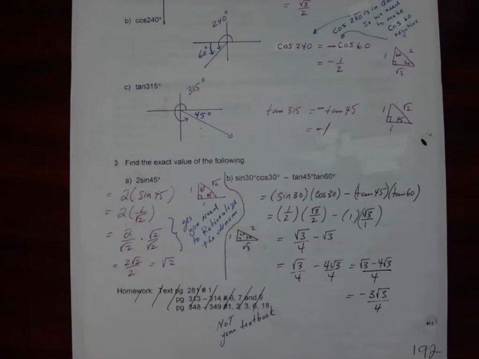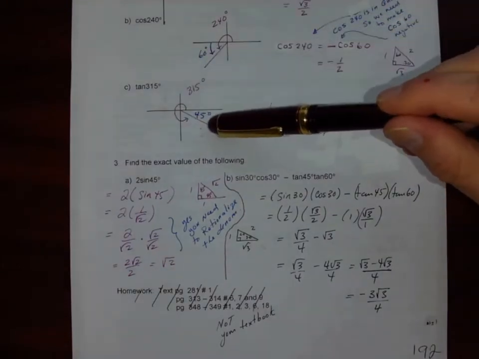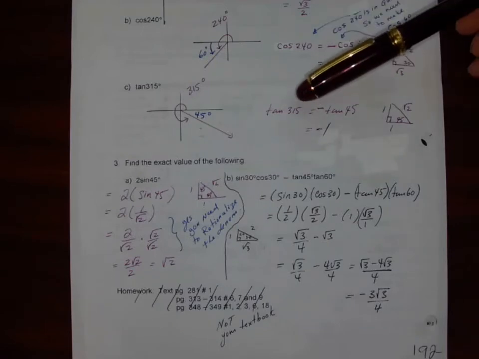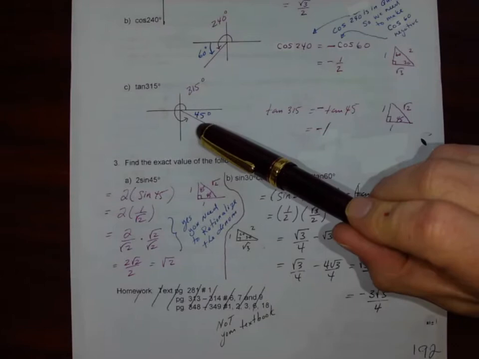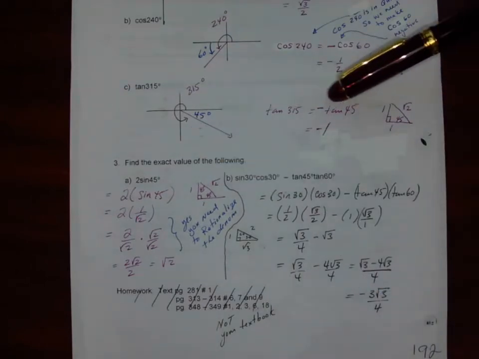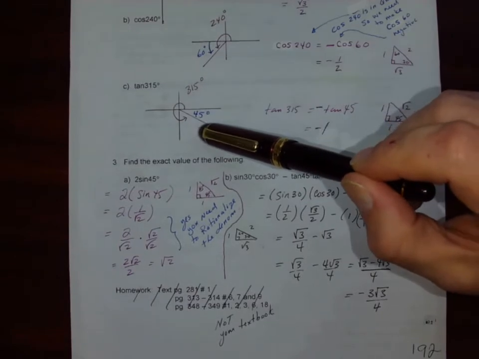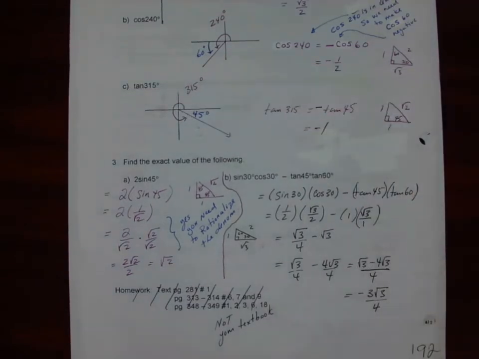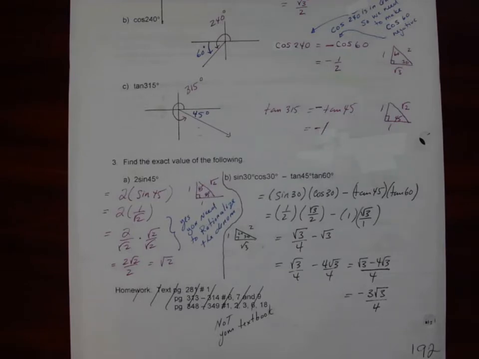Tan of 315, same thing happening. Rotational angle of 315. My related acute angle is 45. The tan of 315 is equal to negative tan of 45 because only cosine's positive here. So if I'm going to make these equal, tan of 45 up here will be positive, tan of 315 will be negative. So to make them equal, one of them needs a negative sign. I put it with the tan of 45. I make my special triangle. It's 1 over 1, so it equals negative 1.